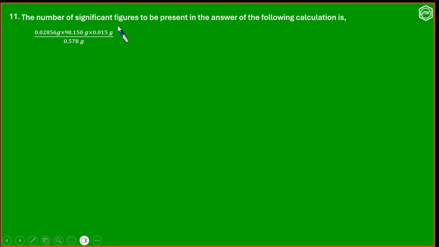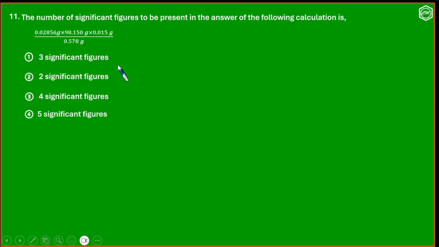Question 11. The number of significant figures to be present in the answer of the following calculation. Option 1, option 2, option 3 and option 4. This also is division. Division and multiplication we consider the least precise, which is the value having the least number of significant figures. In here, this quantity has only two significant figures. So the answer should be expressed in two significant figures. So option 2 is the correct answer.